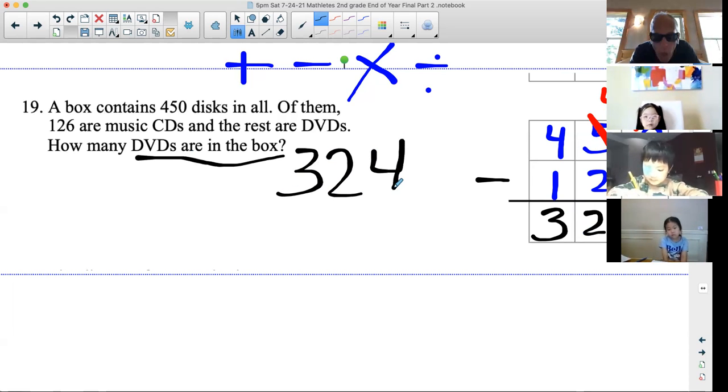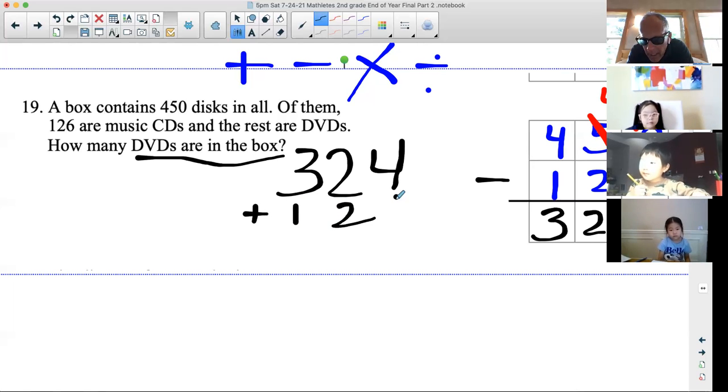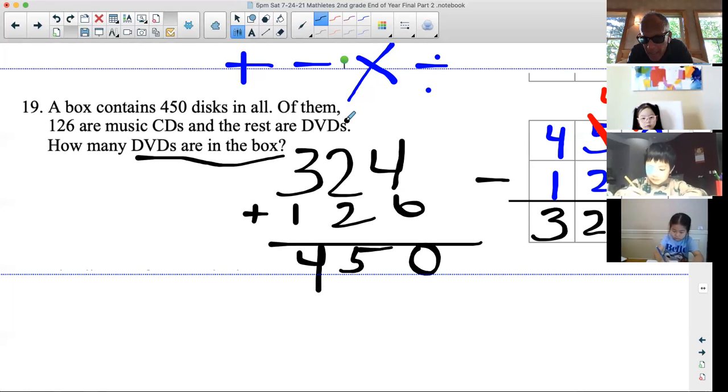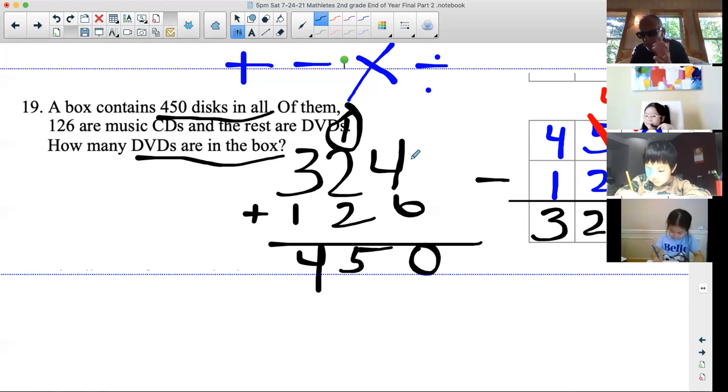324. Because 324 plus 126 equals 450, and that is the answer. 450 is how many we started with. We had to subtract 126 and we got a total of 324.